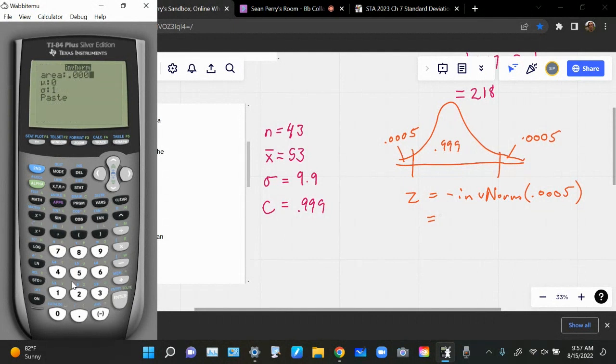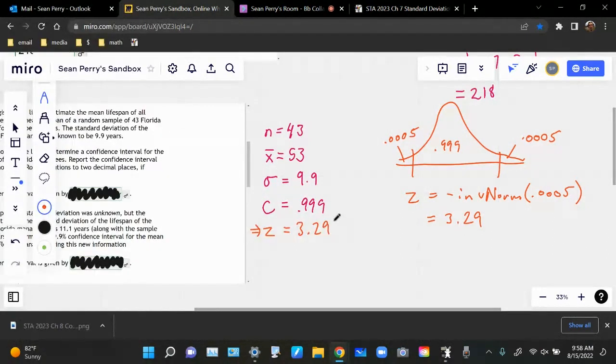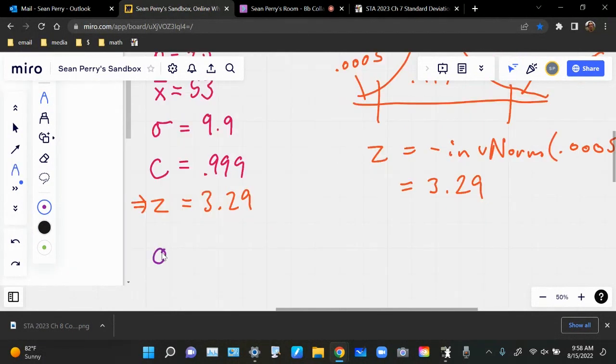And now we're going to put in an area of 0.0005. And this gives us the associated z-score of 3.29. So again, from the confidence, we're able to immediately get the z-score that we're going to use for this confidence interval. I'll also just remark, our sigma that we want is not the sigma given, but sigma of x bar.